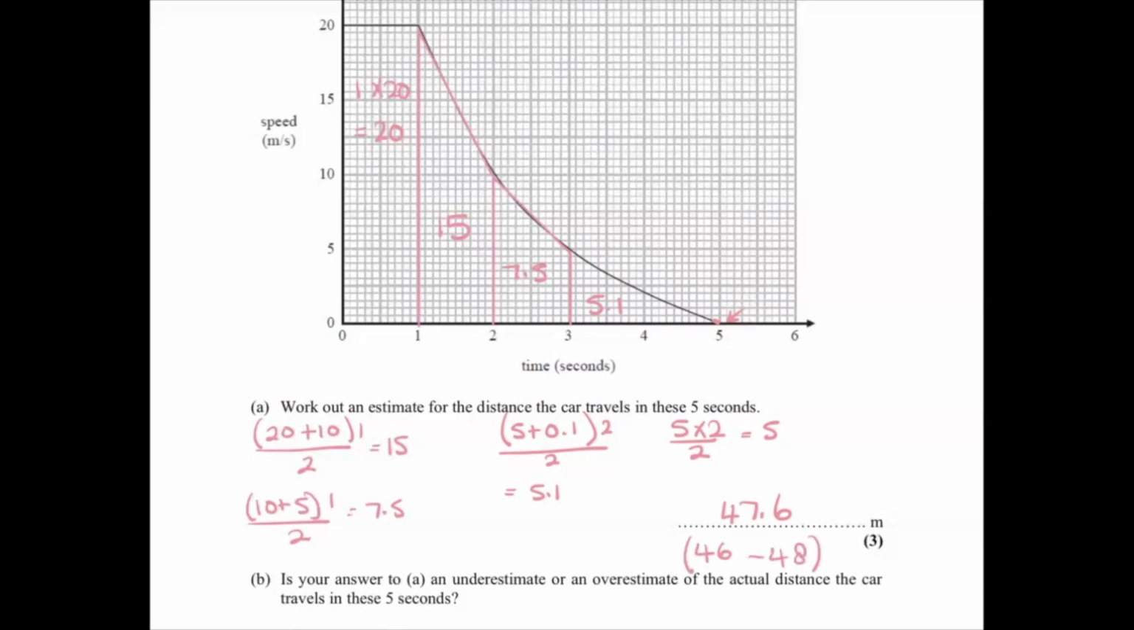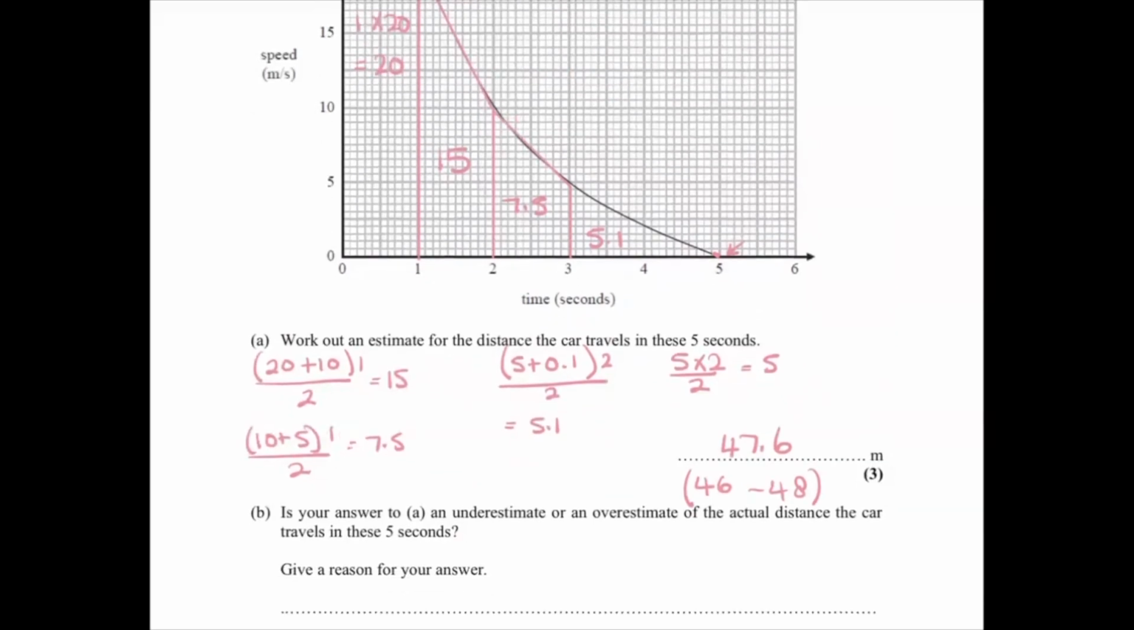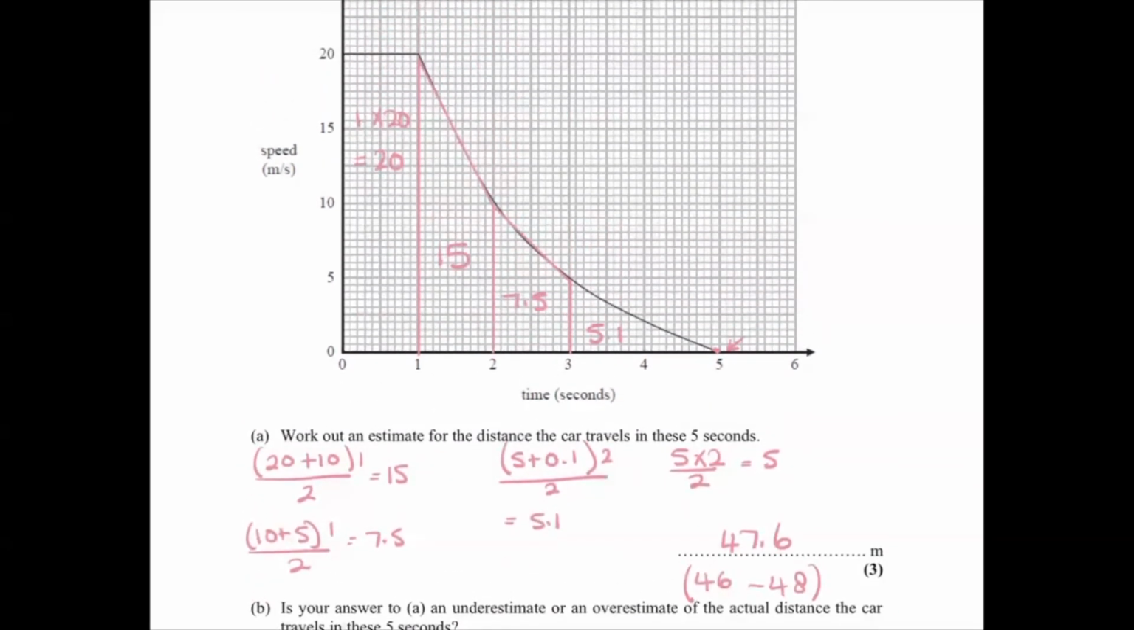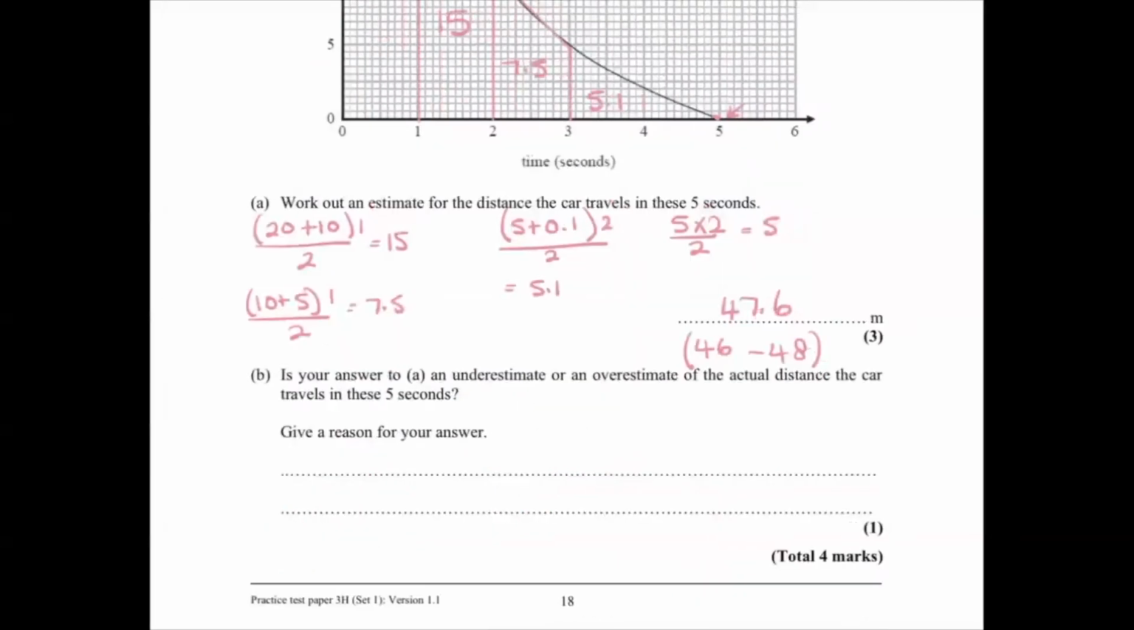Now, part B is asking us, is it an underestimate or an overestimate? And it's actually going to be over, as the trapeziums do cut just above the line. And you can see it a little bit clearer on this one. Obviously, that one would show it better still. So it's an overestimate because the trapeziums used connect above the curve.